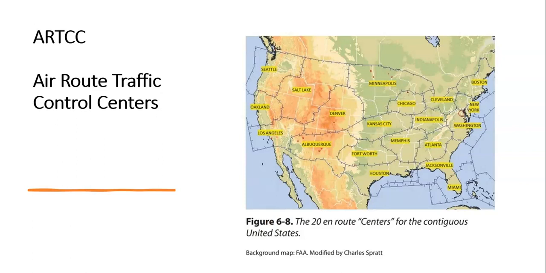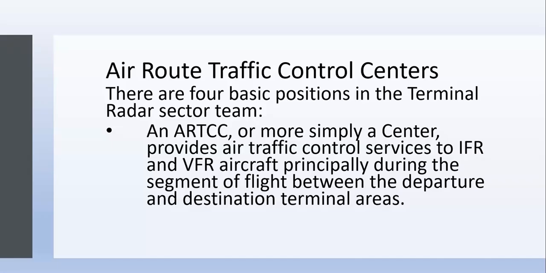ARTCC, or Air Route Traffic Control Centers, there are about 20 en route centers in the contiguous United States. So remember, there are 20 air traffic control centers. The ones that are closest to us here in Murfreesboro are Atlanta, Memphis, and Indianapolis. Air route traffic control centers provide services to IFR and VFR aircraft during the segment of flight between departure and destination.